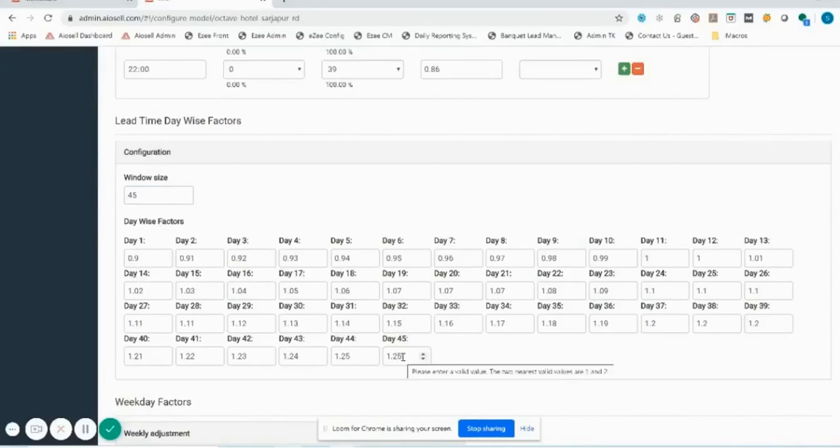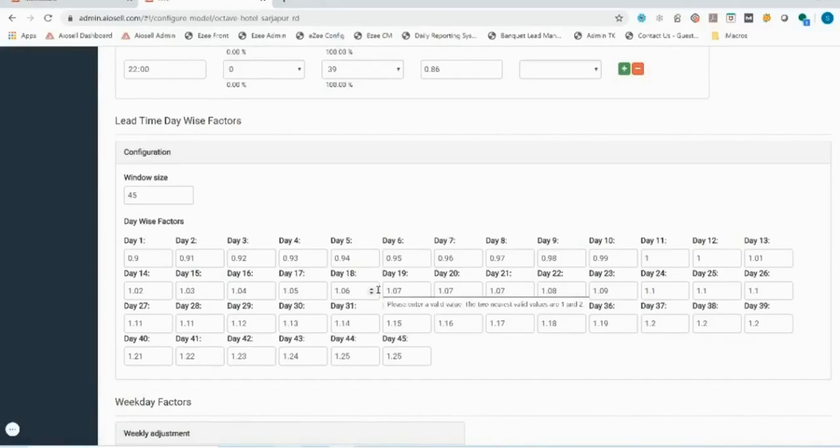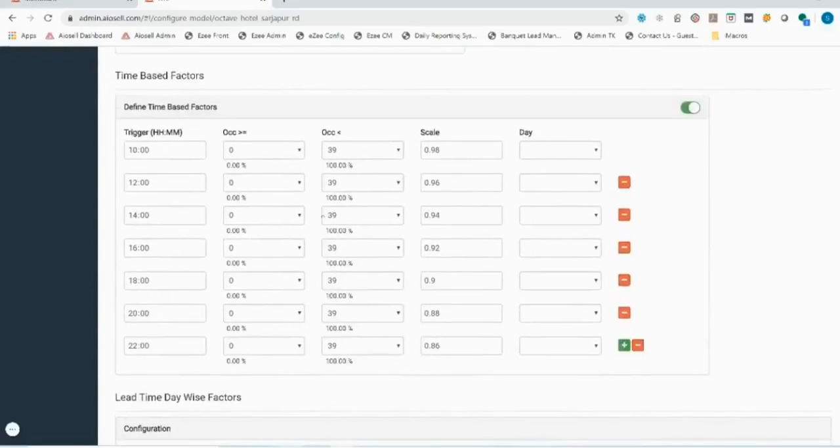So the farther we are, on day 35, 1.25 means we scale the rate up by 25%. As we come closer and closer to day one, the price reduces. So we can systematically lower the price little by little until we hit the last day. So this is the lead time and day-wise factor. We also have a last-minute time-based factor.